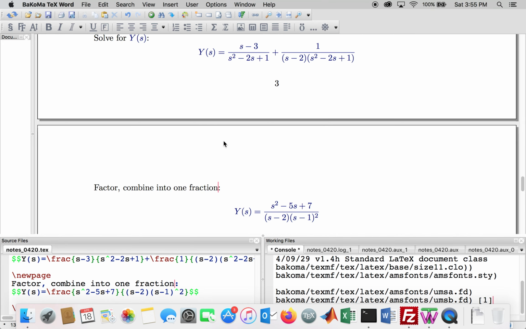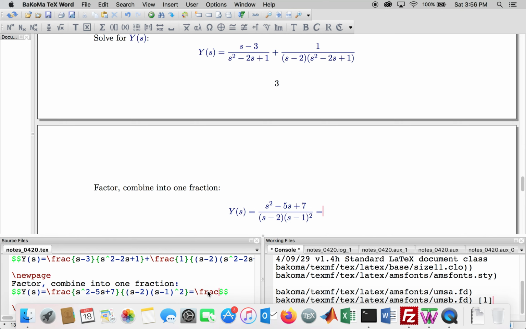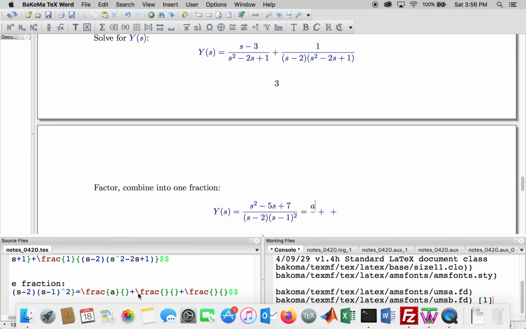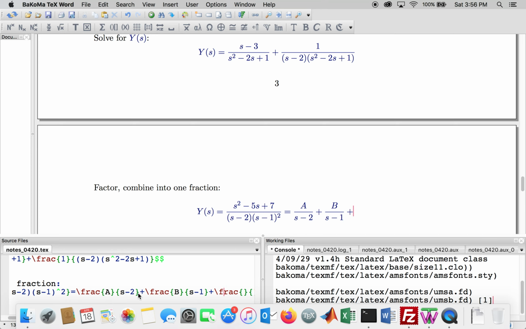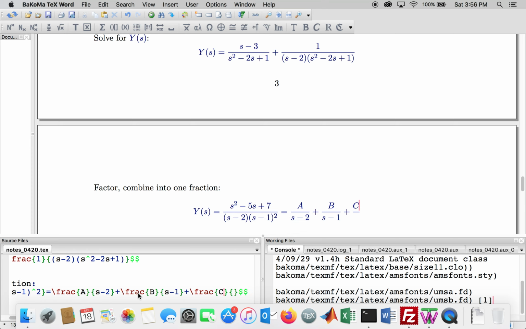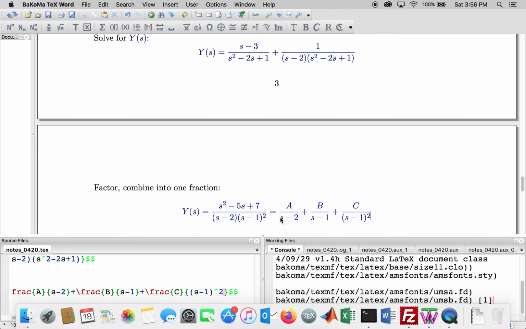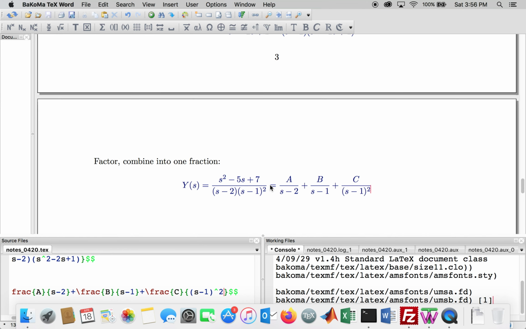All right, so now I'm putting everything over a common denominator. This is what we have. And now what I want is a partial fraction decomposition. So what would the decomposition look like? It would be equal to some constant A over s minus 2. The next term would be B over s minus 1 to the first power. And then the third fraction would be some constant C over s minus 1 to the second power. So this is what a partial fraction decomposition looks like for a fraction like this.